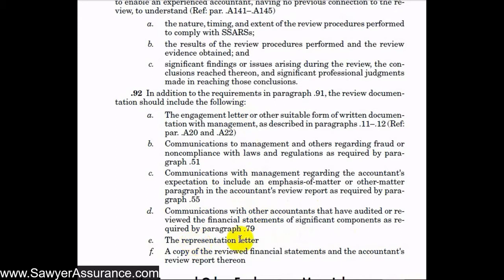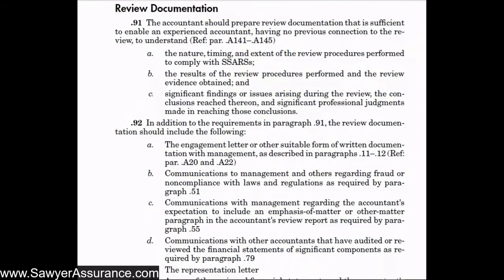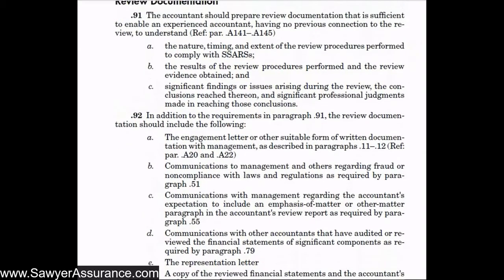We should also include our representation letter and also a copy of the reviewed financial statements and the accountant's review report thereon. And so if we make sure to include each of these items, we can be assured of having included the appropriate amount of documentation of our review. And so to get some more details on what this entails, we can go down to the Explanatory Material section. It's A141 through A145. So let's go there now.